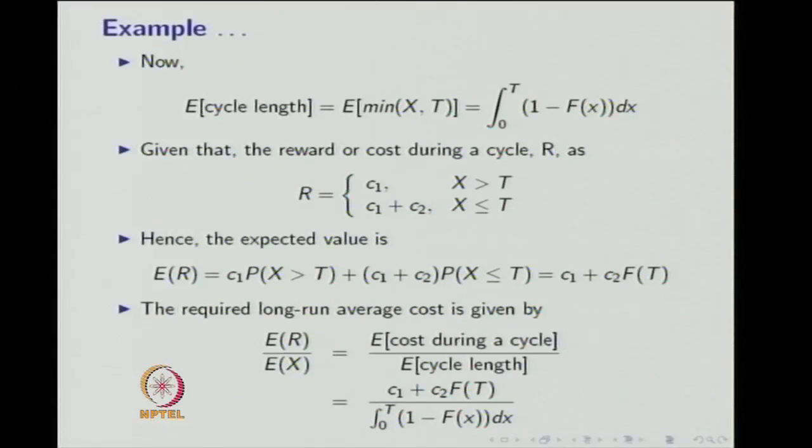Hence the expected cost is either C1 with the probability X is greater than t, or C1 plus C2 with the probability X is less than or equal to t. So that is nothing but C1 plus C2 times F of t. Hence the long run average cost is nothing but expectation of R divided by expectation of X, that is, the expectation of cost during a cycle divided by the expectation of cycle length. Substitute the values, and you will get the long run average cost.